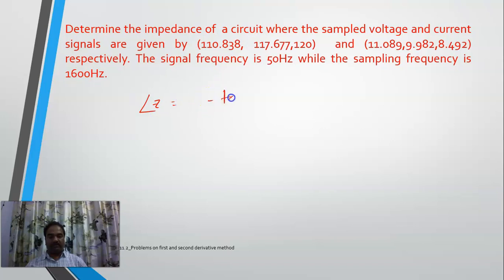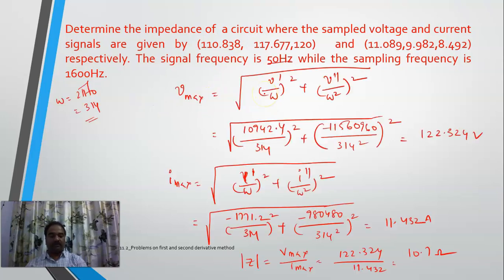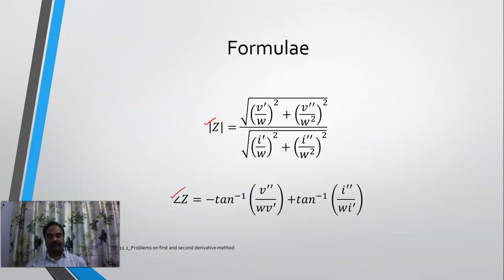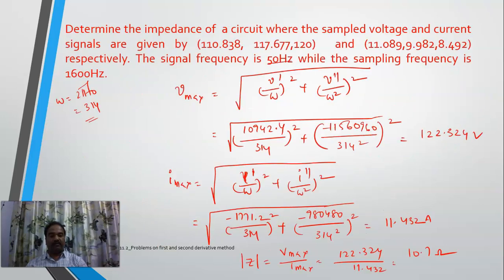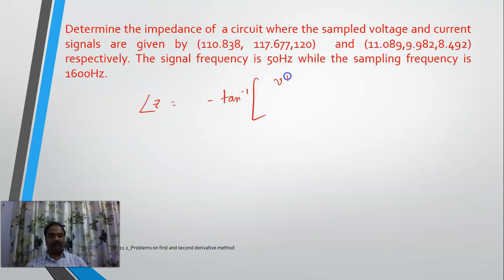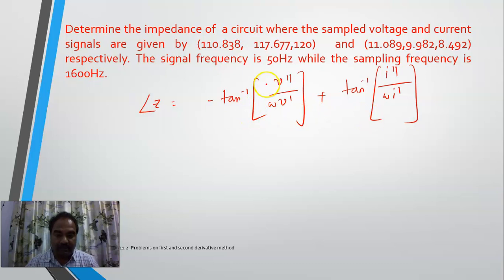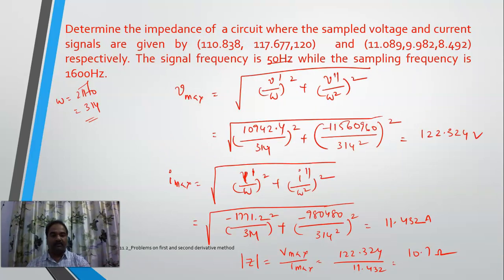Now, if I want to go with the angle of Z, we have seen minus tan inverse of. Let us recall the formula. This is the formula which we are supposed to use for determining the phase angle of impedance. Don't get confused. When I said it in the class, I might have used this minus inside. Now I am bringing the minus outside. So if I bring the minus outside, it will become minus into minus plus. That's the only difference. So minus tan inverse of V double dash by omega.